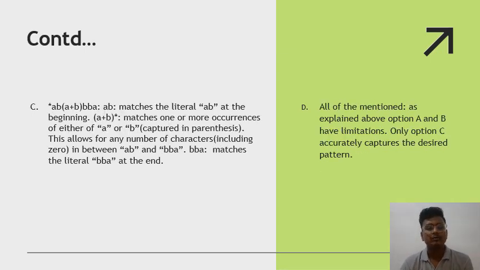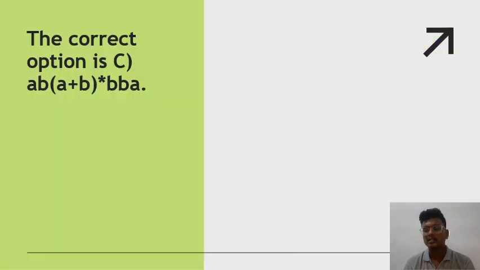By seeing the third option, we can say that it matches one or more occurrences of either A or B. This allows for any number of characters, including 0, in between AB and BBA. It also matches the literal BBA at the end. So we can say that C is the correct option, which is AB, parenthesis A plus B, and BBA at the end.